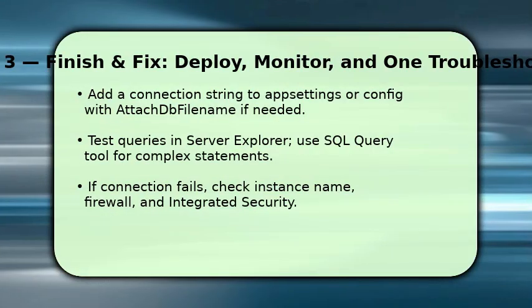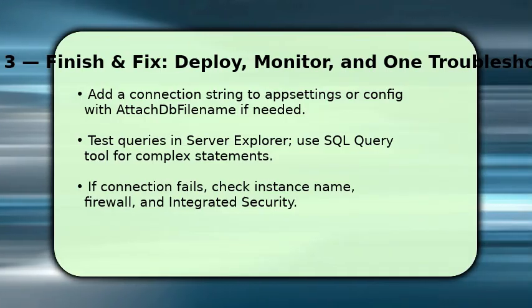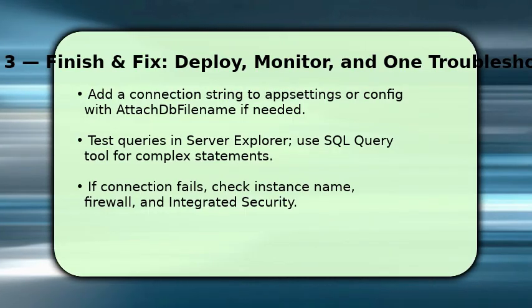To finish, wire the database into your app. Copy the connection string from Server Explorer into appsettings.json or web.config, using the attached DB file name for file-based DBs. Then test queries in Server Explorer and run your application to verify CRUD operations.